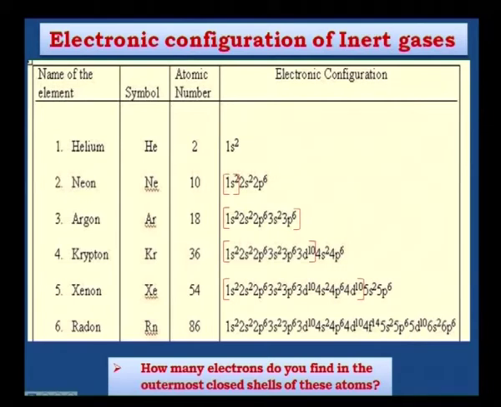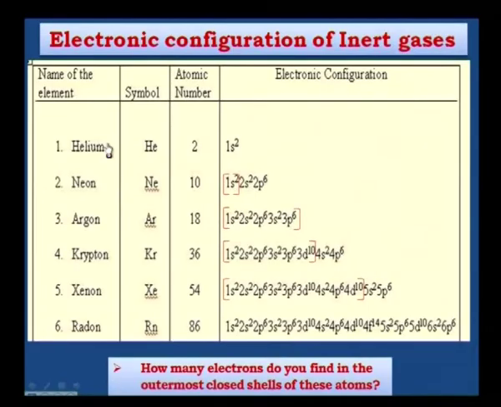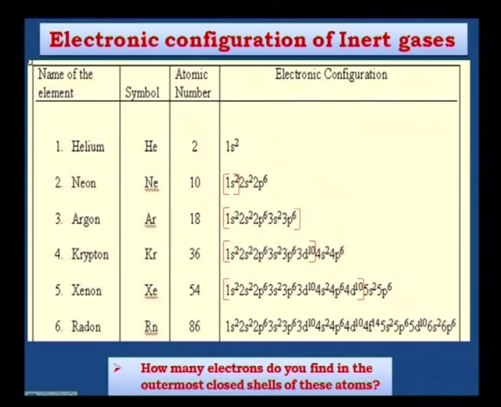Let us look at the electronic configuration of inert gases. What are the inert gases which you have? There are helium, neon, argon, krypton, xenon and radon. Where do you find them in the periodic table? You find the first group, the monovalent lithium, sodium, potassium, etc., and the last group contains these atoms, that is helium and so on. The atomic numbers are given here: 2, 10, 18, 36, 54 and 86.